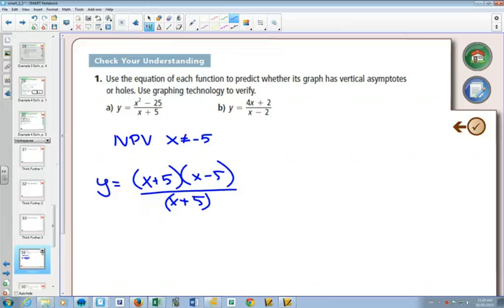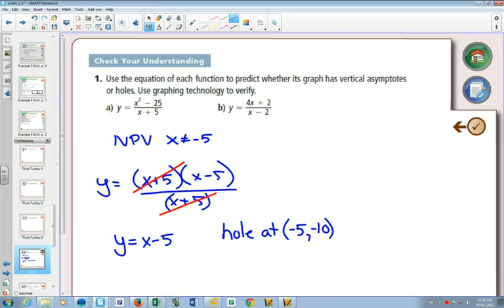And sure enough, once we've factored, we realize that those are identical and that our equation just becomes y equals x minus 5. So we know that we're going to have a hole at negative 5. And if we want to find out what the y-coordinate of that hole is going to be, we plug it back into the simplified equation. And negative 5 minus 5 is negative 10. And that's where we're going to have a hole.